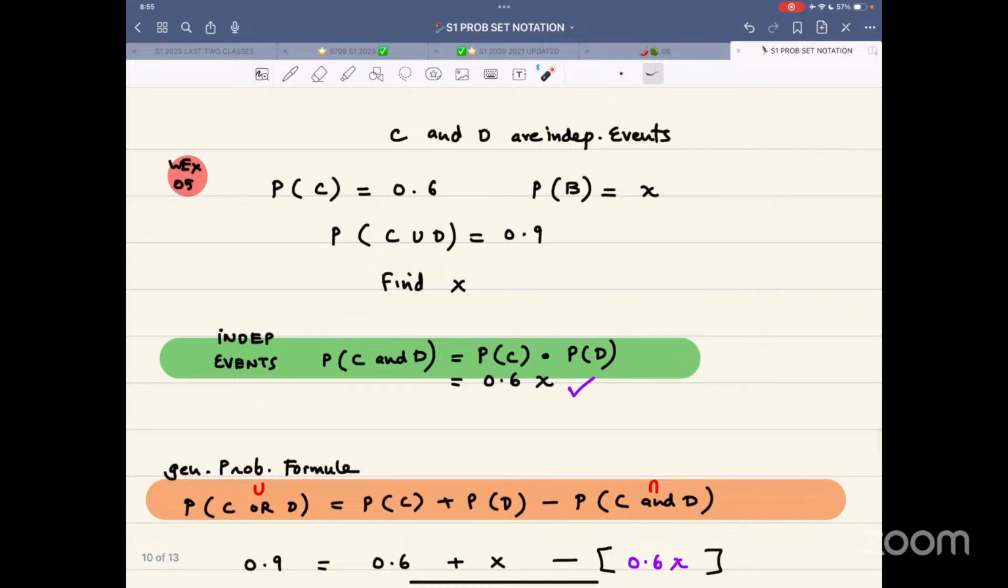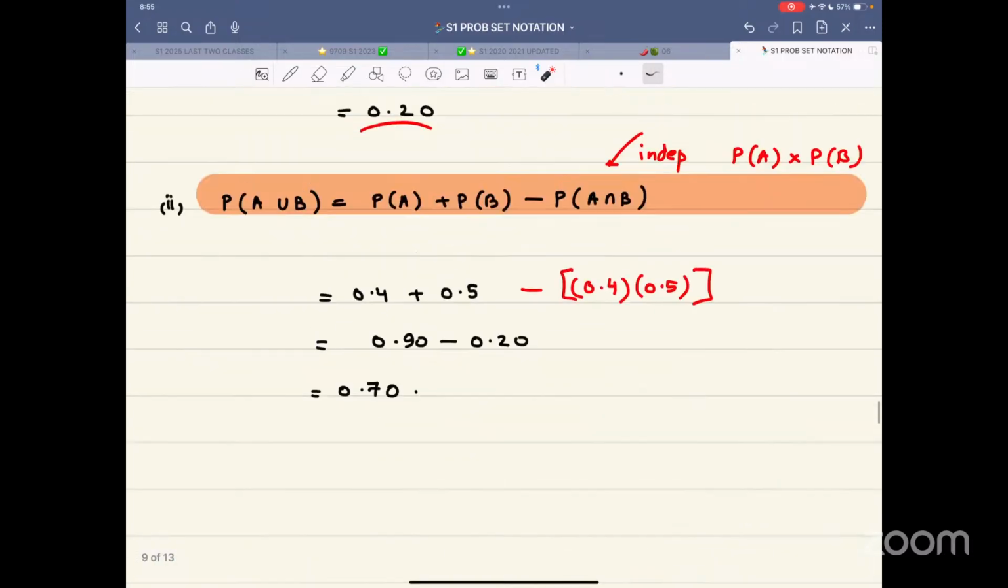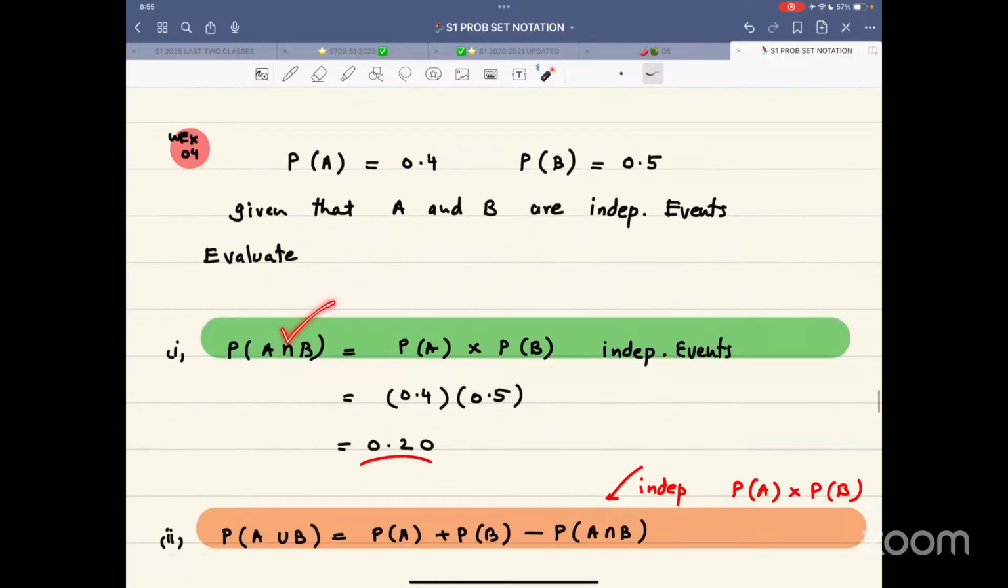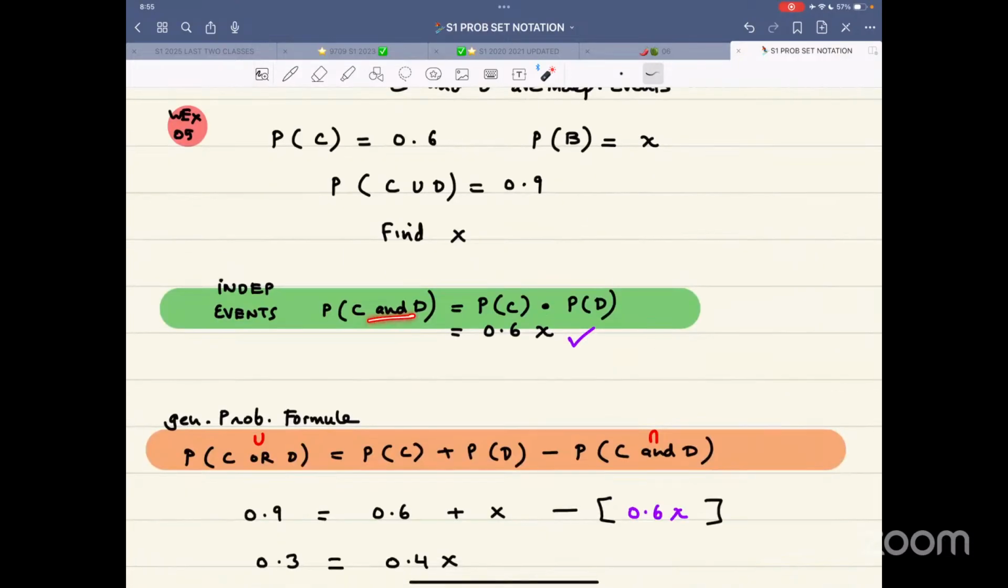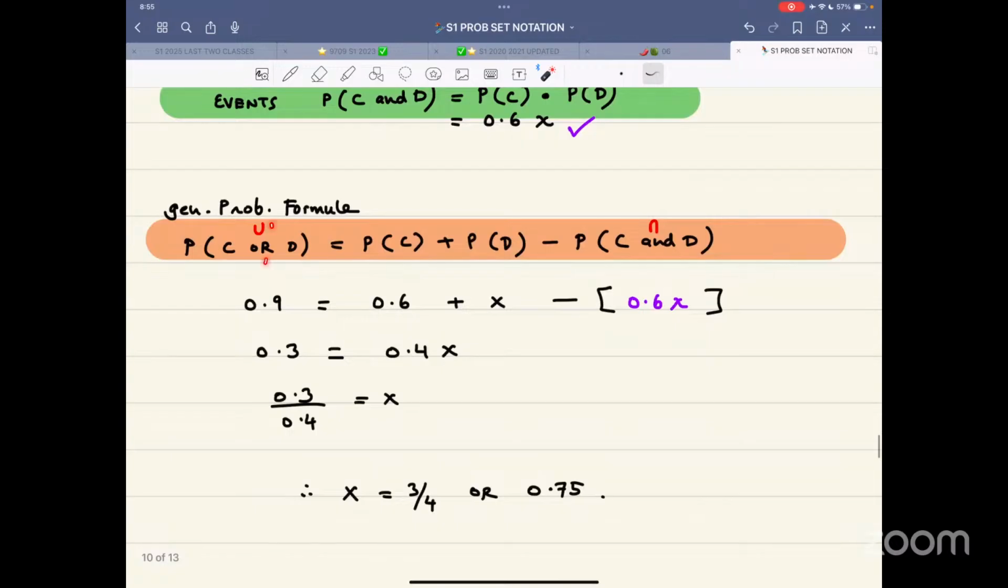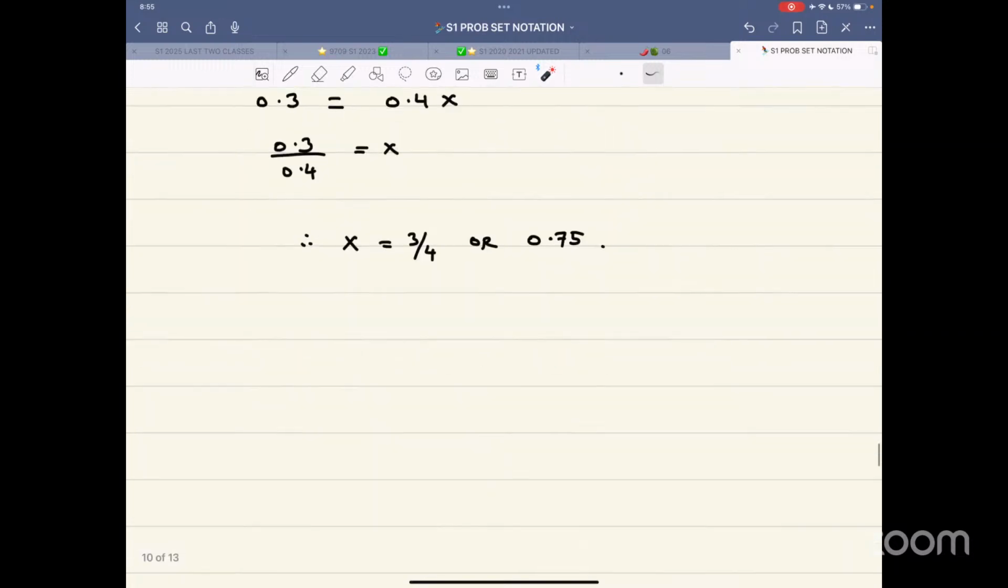And then C and D are independent. Find the value of X. Probability of C is 0.6, probability of D is X. C union D is 0.9. Find X. So now work it out this way. First, find the intersection, then use the general formula. Because it is independent, the intersection is a product of 0.6 and X. And then the general formula, where or means union: probability of C plus probability of D minus the intersection is 0.9. X comes out to be 3/4.